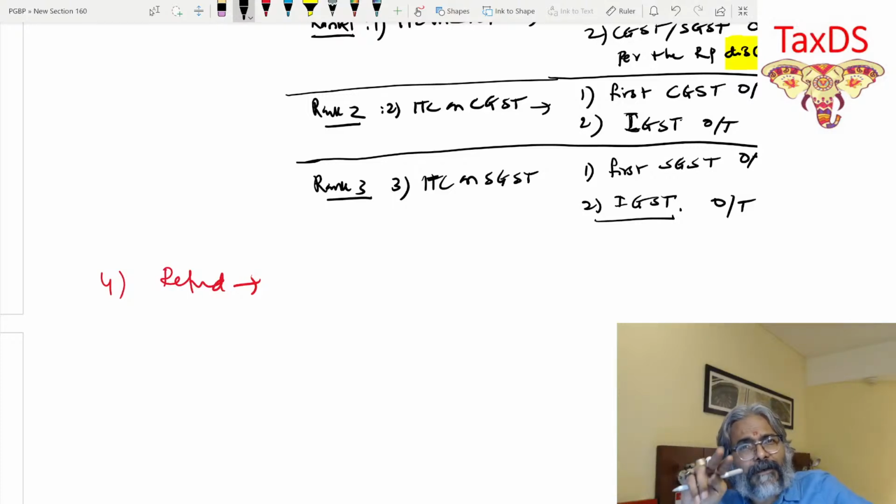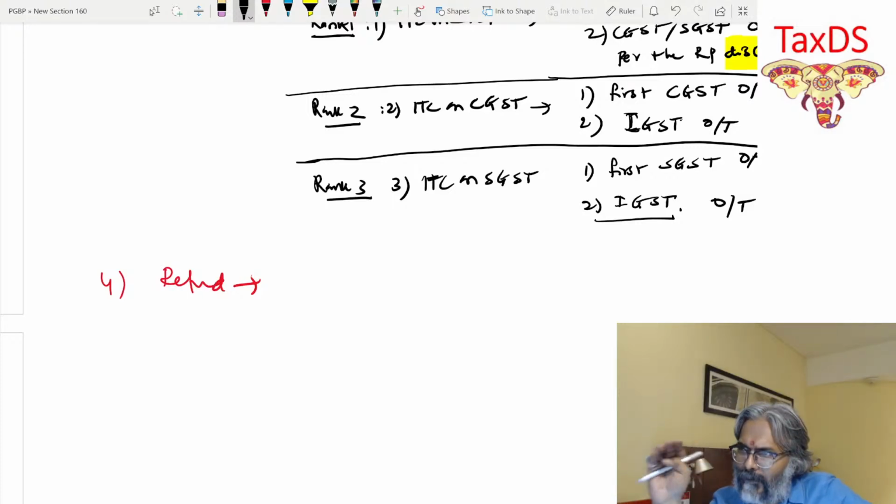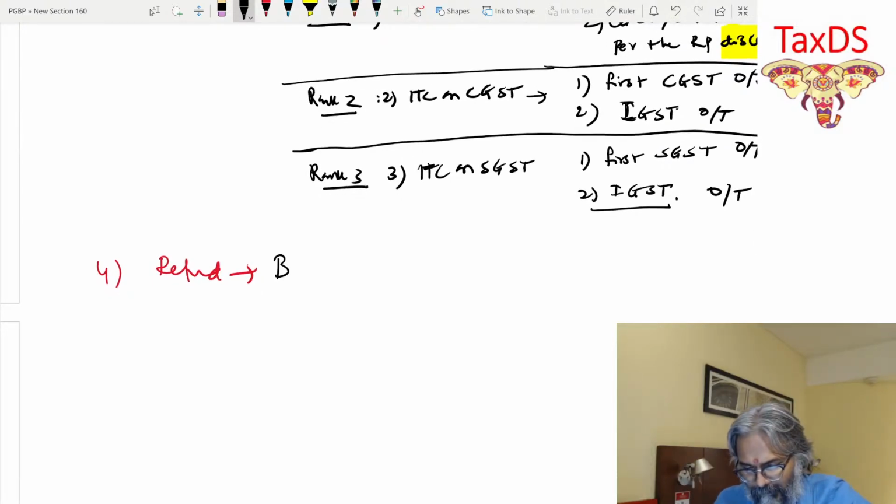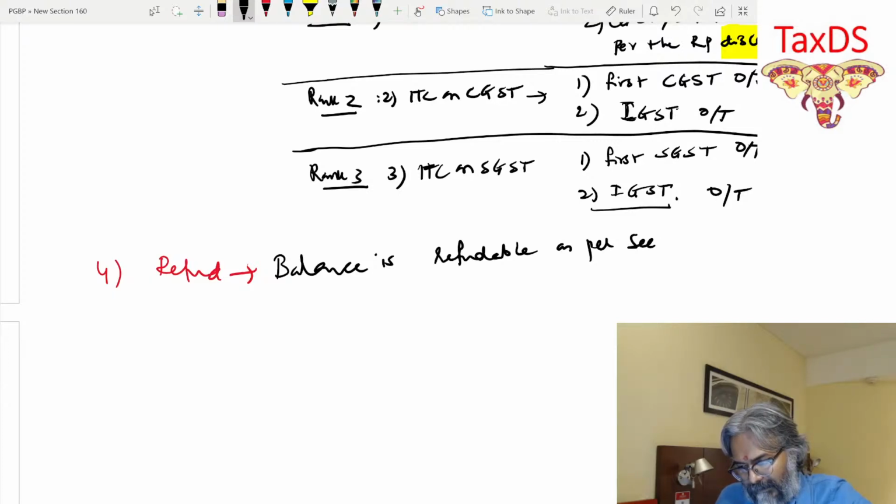What about the electronic credit ledger? Whatever credit is there in that particular ECR ledger, whether you can obtain a refund, the refund is limited, students. And what is it, limited, students? Please have a look. Take a note of it. Balance is refundable as per section 54.